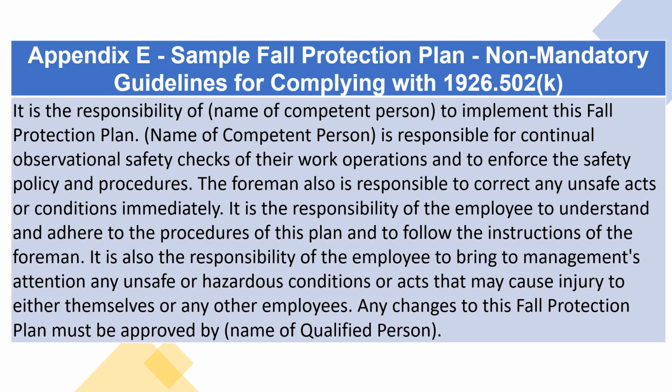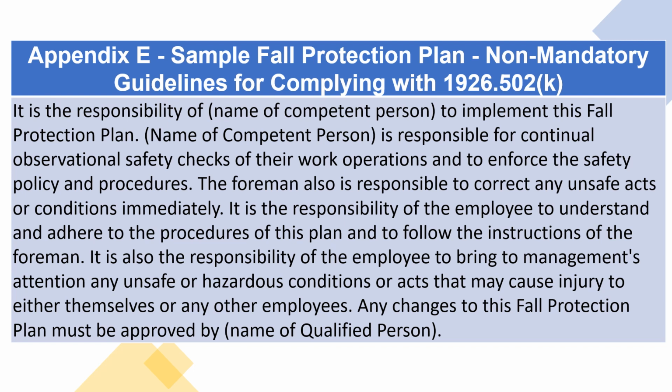It is the responsibility of [name of competent person] to implement this fall protection plan. [Name of competent person] is responsible for continual observational safety checks of their work operations and to enforce the safety policy and procedures. The foreman also is responsible to correct any unsafe acts or conditions immediately.